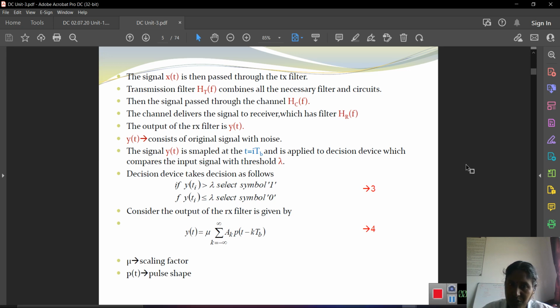The signal Y of T is sampled at t equal to i T B and is applied to the decision device, which compares the input signal with the threshold lambda. If Y of t i is greater than lambda, select symbol 1. If Y of t i is less than or equal to lambda, select symbol 0. Consider the output of the receiver filter given by Y of T equal to mu summation K equal to minus infinity to infinity A K P of T minus K T B. Here mu is the scaling factor, and P of T is the pulse shape.